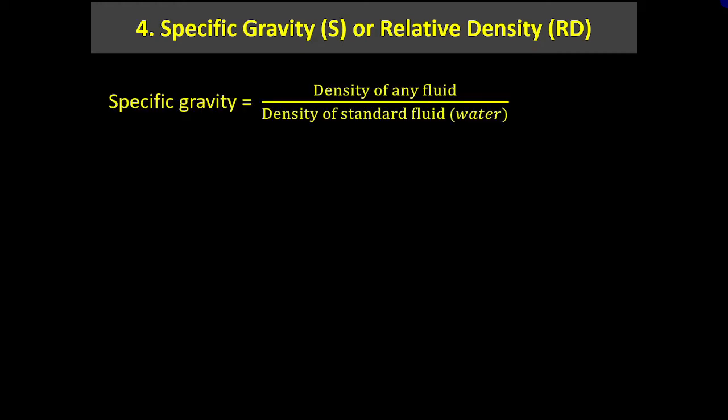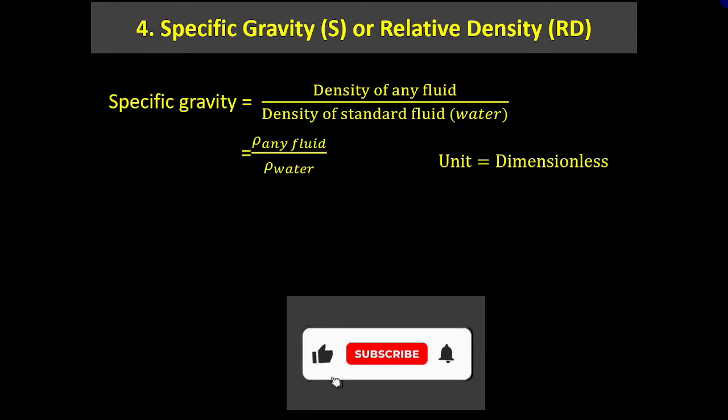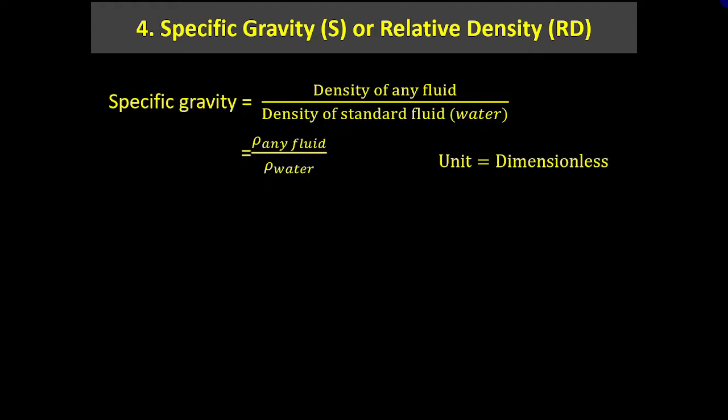Now let's try to discuss specific gravity, that is also known as relative density. Specific gravity is the ratio of density of any fluid to the density of a standard fluid. In most cases, we consider the standard fluid as water. So we can find out specific gravity of any fluid if we know the density of that fluid. Remember, specific gravity is a dimensionless property. It does not have any unit.